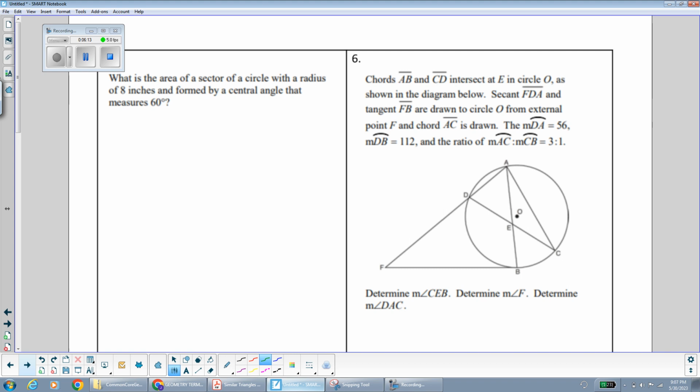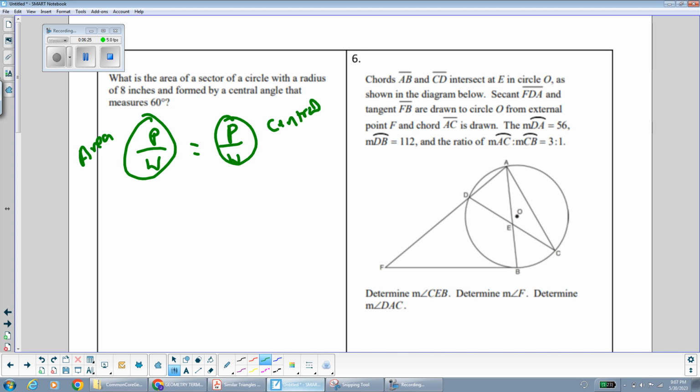Here we have sector area. I'm going to use our proportion: part over whole equals part over whole. That's going to be about the areas, and that's going to be about the central angles. So we need to find the area of the sector. We don't know what it is.